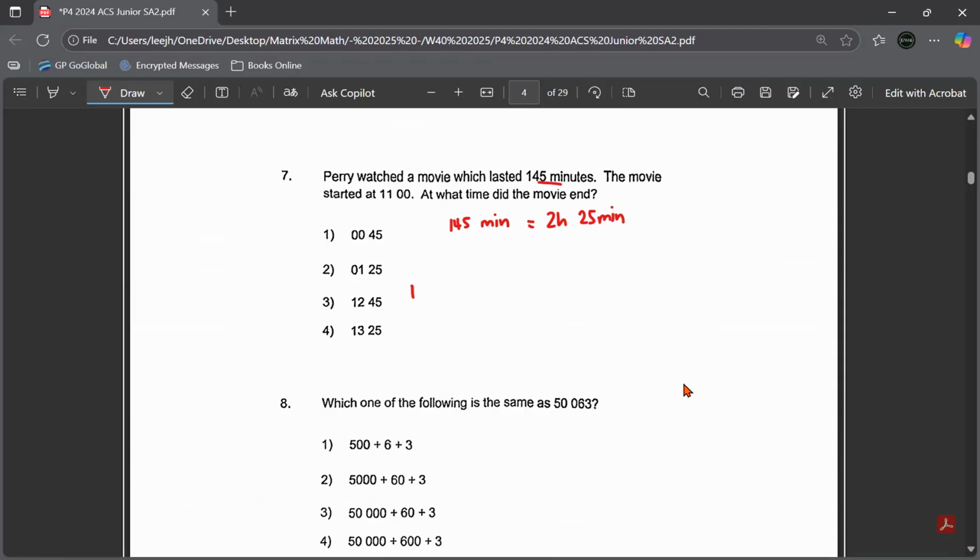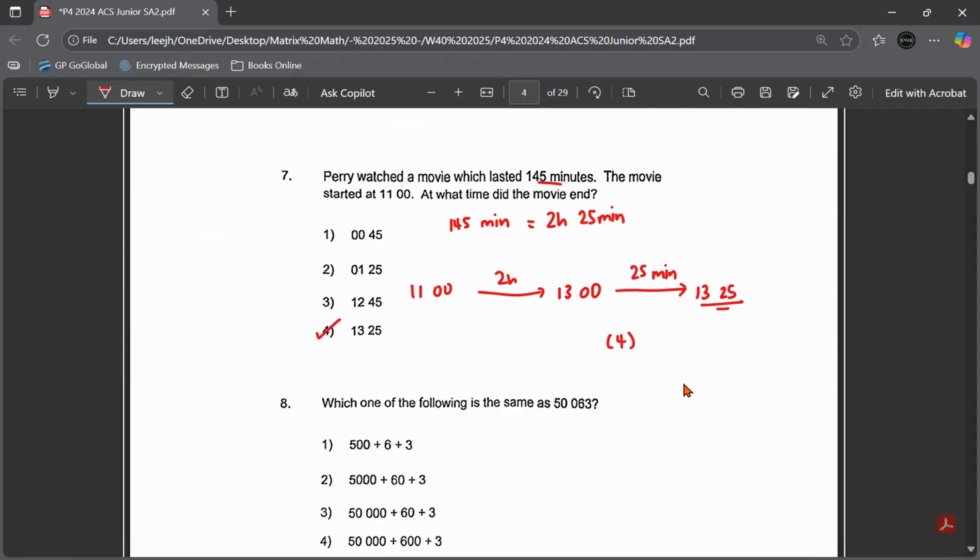So you need to calculate from 11 o'clock. I calculate 2 hours first. So after 2 hours from 11, it will be 1 p.m. We call it 13:00 because it's 24 hour. So we remain with the same format of the time. Then you calculate another 25 minutes, which is 1325. So the answer is number 4.